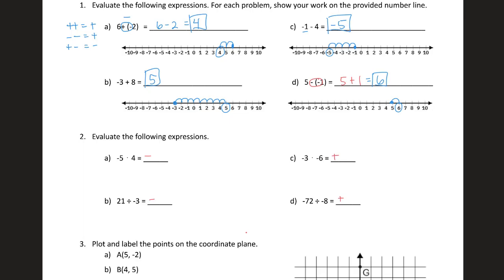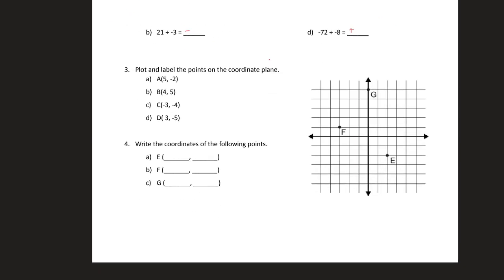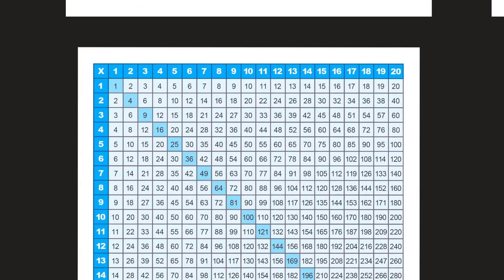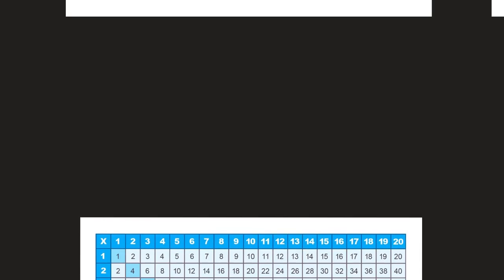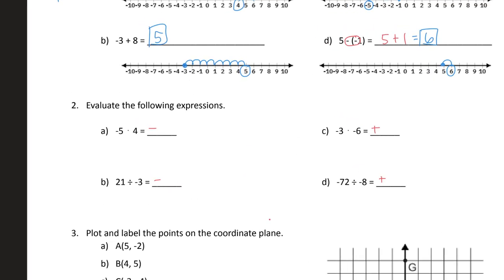So now we can use our multiplication chart. So we don't need to worry about the sign anymore because we've already decided what the sign of our answer is going to be. So -5 times 4. So I'm going to look down here. 5 times 4 is going to be 20. So my answer is going to be -20.